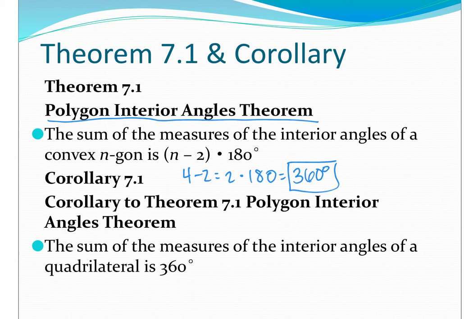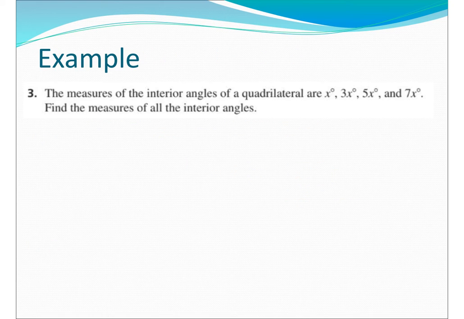Okay? All right. Let's do an example. The measures of the interior angles of a quadrilateral are x, 3x, 5x, and 7x. Find the measures of all the interior angles. What do you think we would have to do for this problem? Oh, I know. Do you add all of them? Yep. 360 divided by 4.